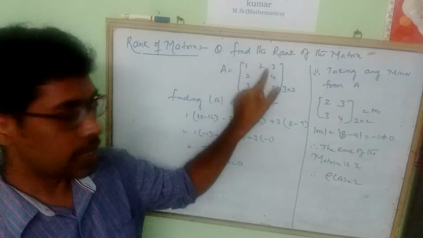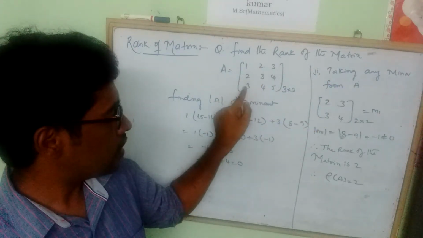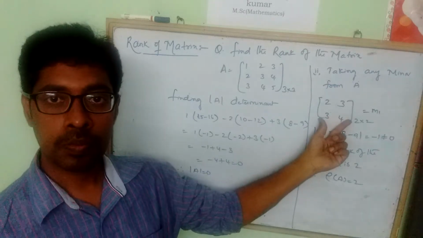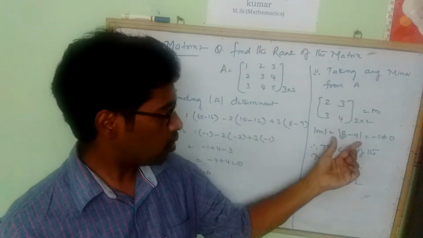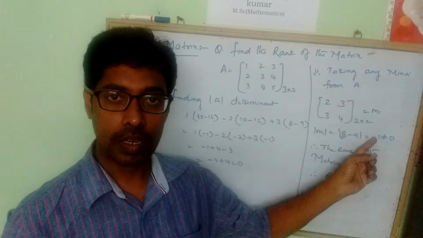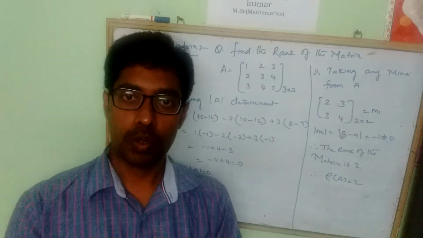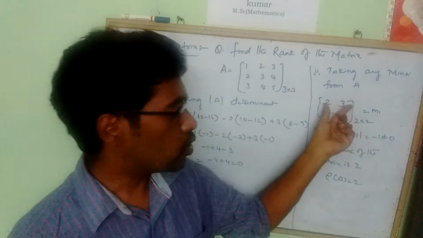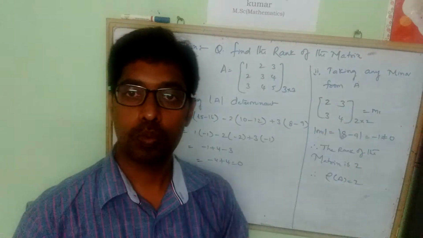In total we get 9 minors here. Take any of the minors. So I am taking this one, the 2 3 3 4 matrix. Find the determinant of that. So I found here we got 8 minus 9, that is nothing but minus 1. Minus 1 is not equal to 0. Therefore it is non-zero. Therefore it is a 2 by 2 matrix, right? Therefore the rank of the matrix is 2.